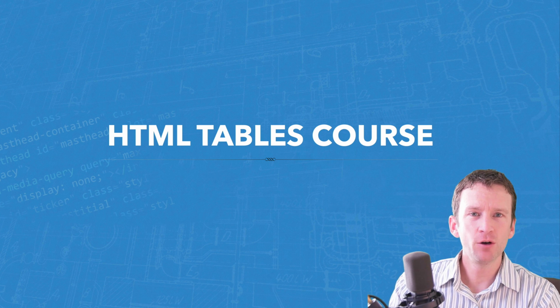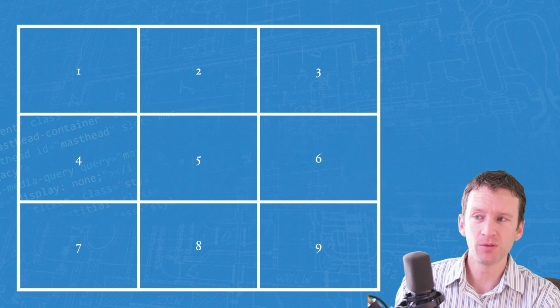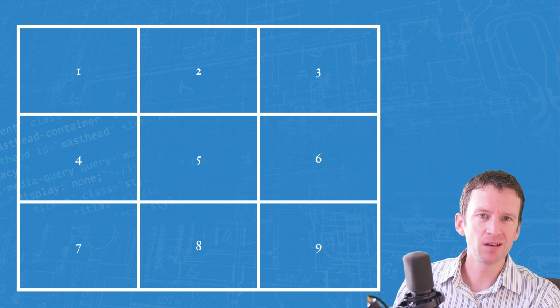Okay, now the first thing to note is tables are tabular data. They're formed by rows and columns. So you can see here I have a basic table with 9 boxes. We call these boxes cells.